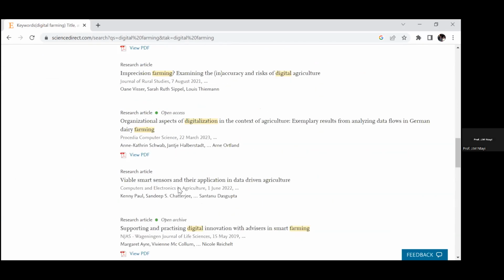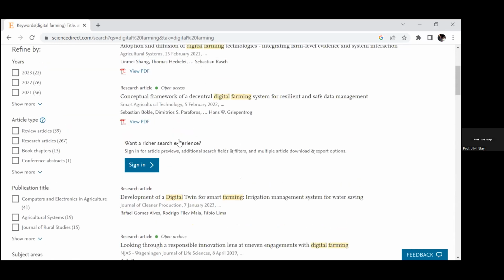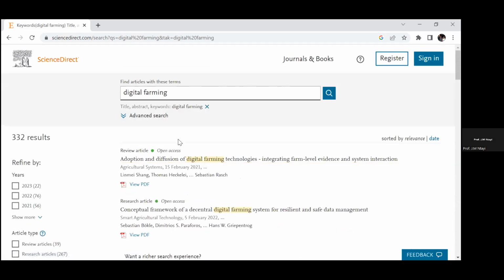Now, this process must be repeated using different key words. Now here I've only used digital farming because that was my first key word. Now allow me to ask Charles, give us another word from your study other than digital farming that we could demonstrate using.